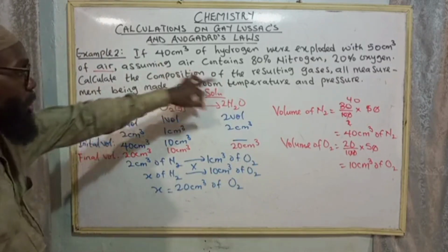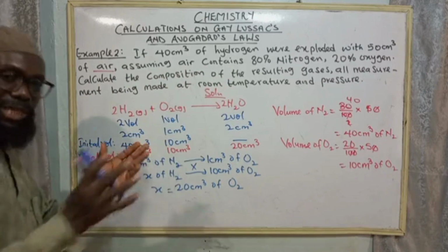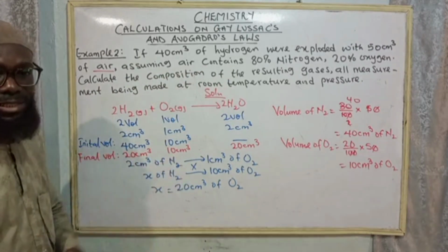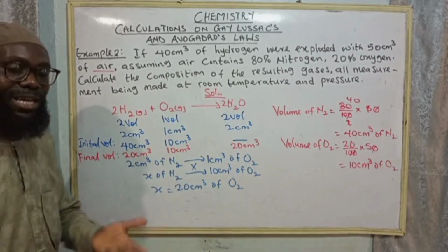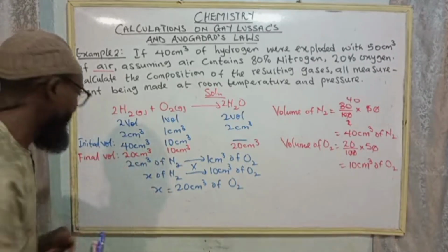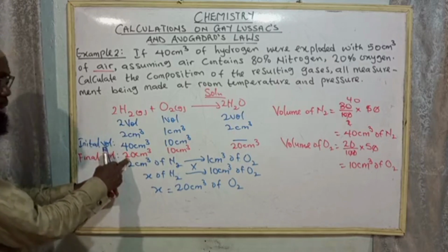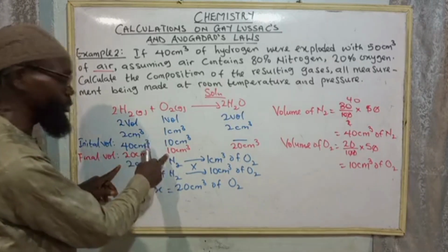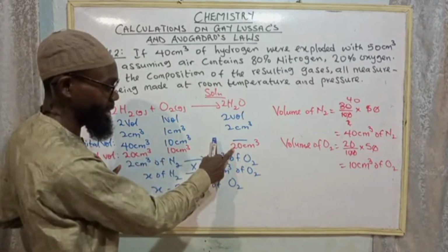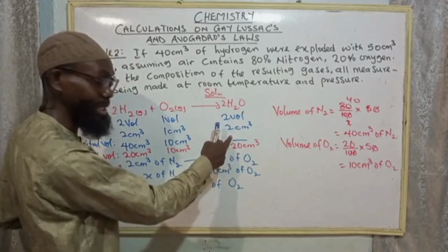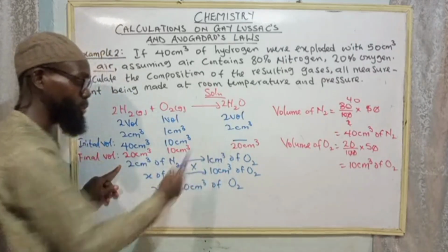Calculate the composition of the resulting gases. Resulting gases are our excess gases or residual gases, the gas left after the reaction. Now, from here, you can see that 40 minus 20, we are going to have 20. 10 minus 10, this one is being used up. Then we have 20 here. There's no volume initially, but we have final volume to be 20.